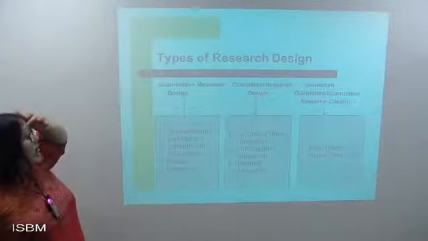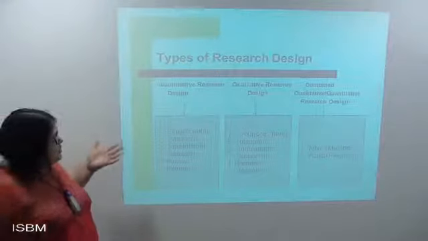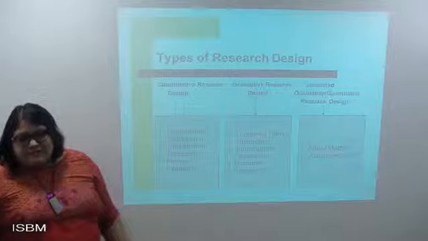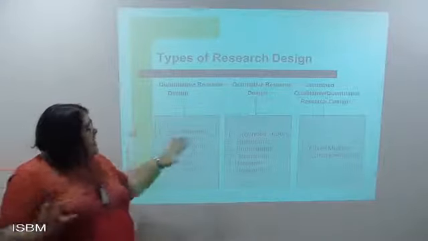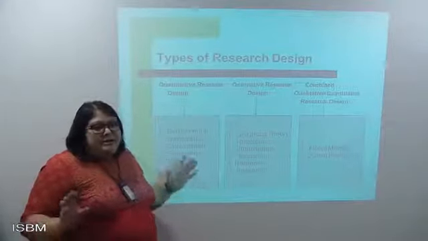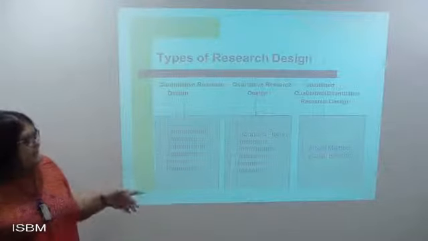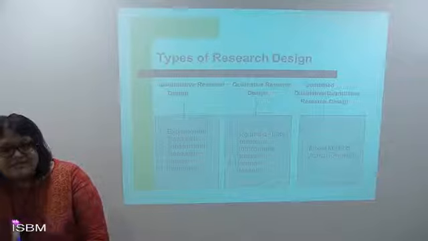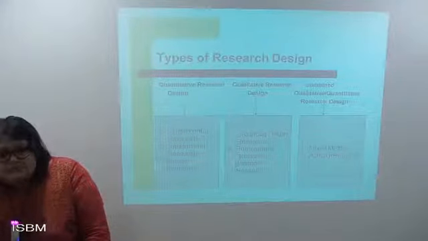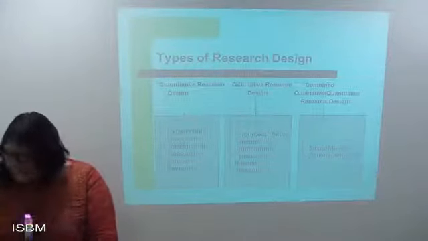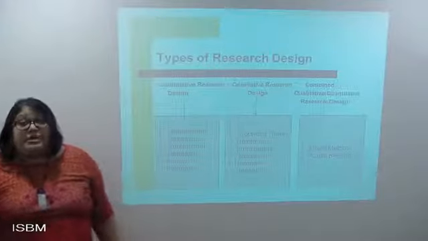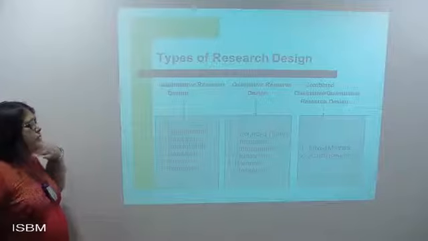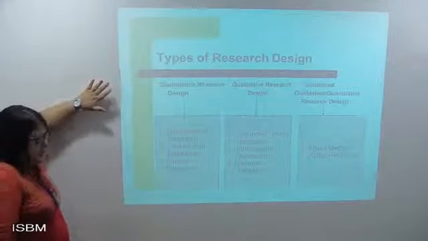Then you have the grounded theory research. Now, grounded theory research is the qualitative research. It is the process by which you establish the question itself. So, in a grounded theory research, what happens is that from a given set of ideas, you generally go on making your own theory.